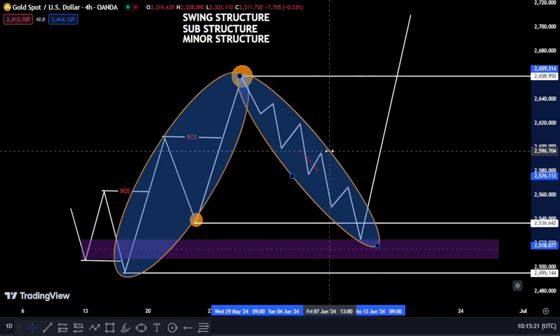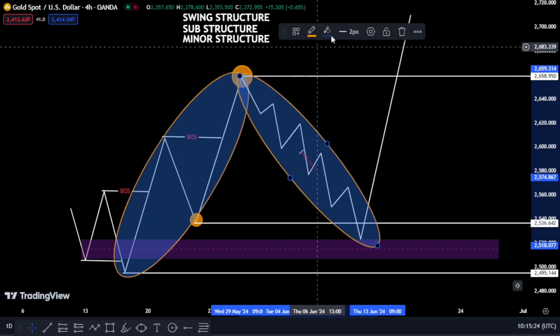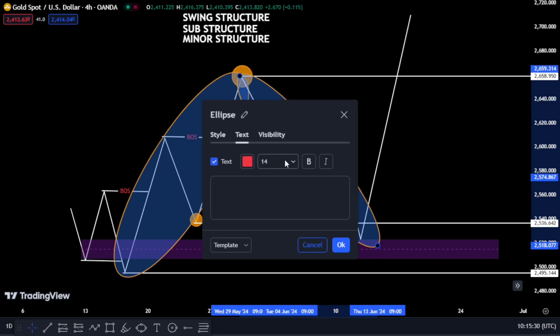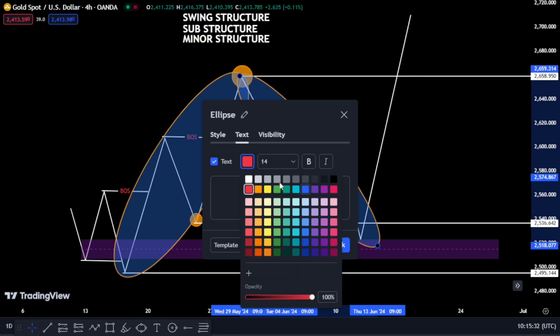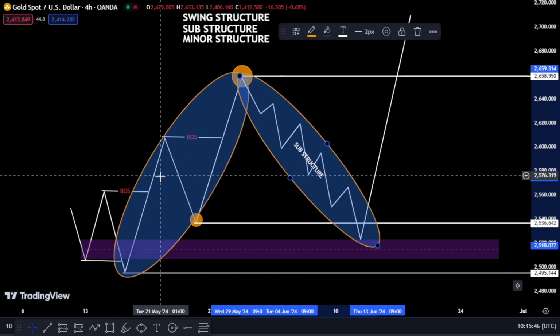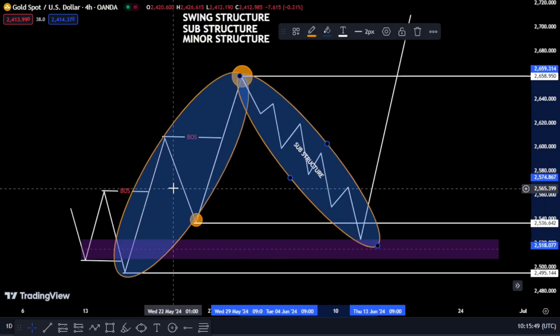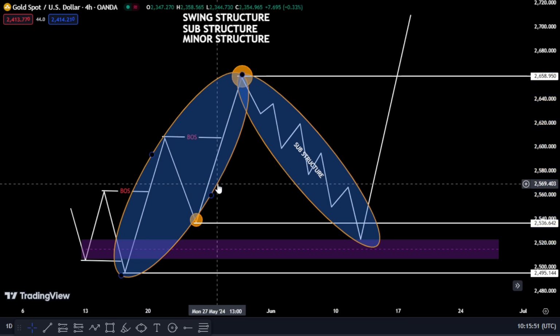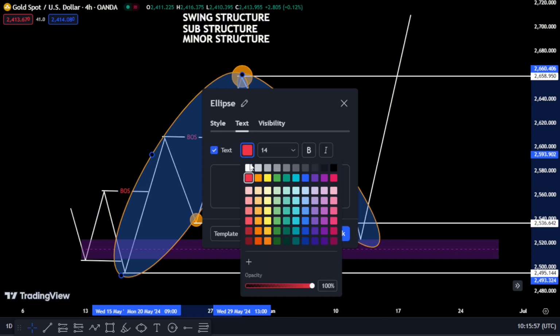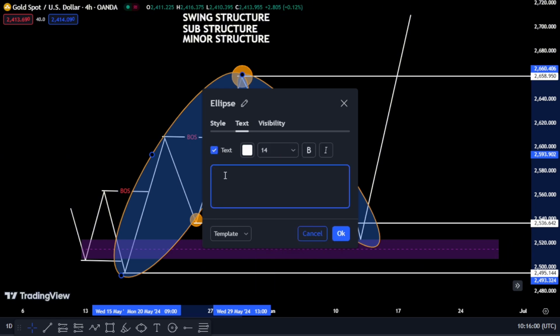So here is your substructure. Let me make the text black and white. Substructure. So you see, as a substructure, this is our swing structure. Have that in mind, guys. Swing.